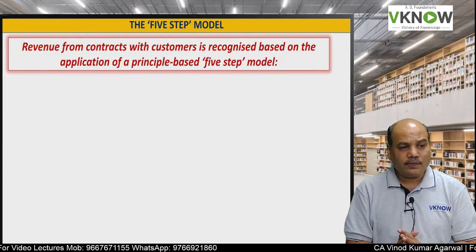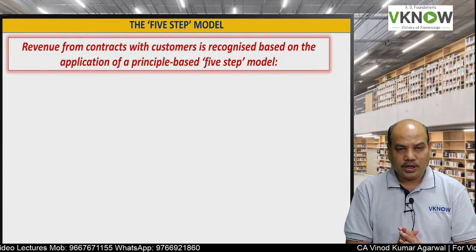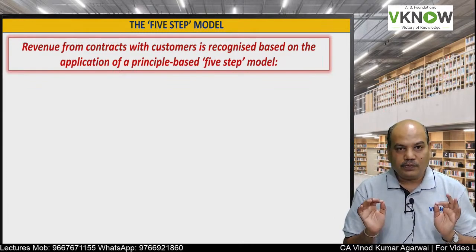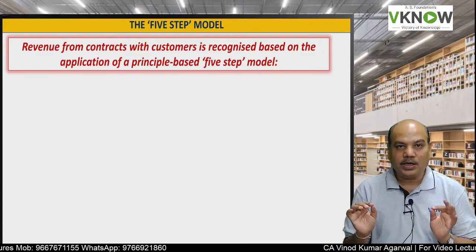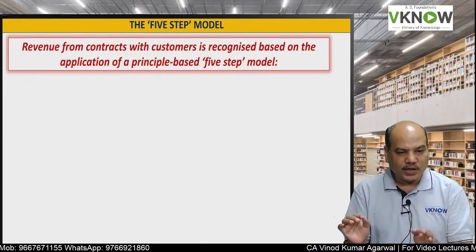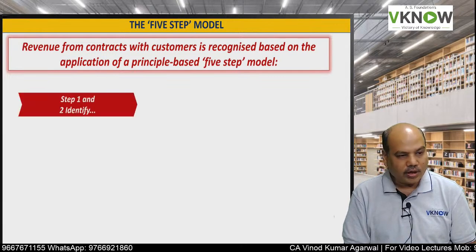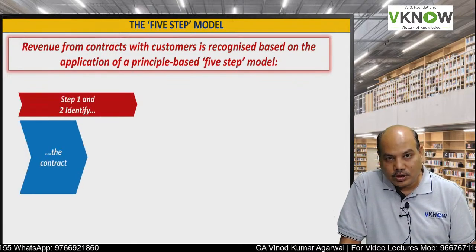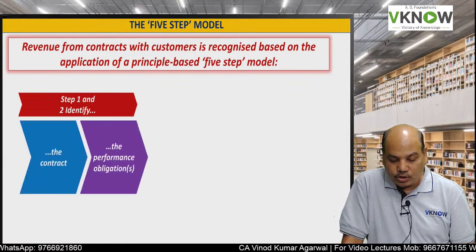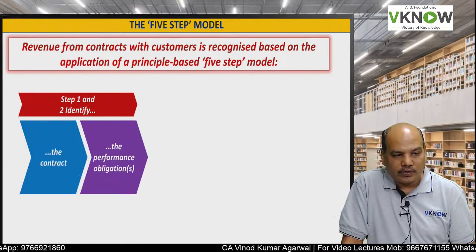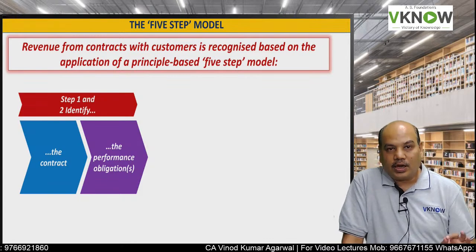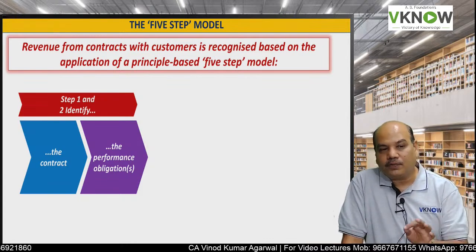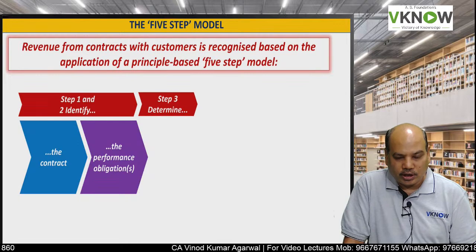This standard is called the 5-step model. It says that revenue should be recognized by applying the principle of the 5-step model. What are these 5 steps? Step number 1 and 2 is to identify the contract with the customer and identify the performance obligation in the contract.